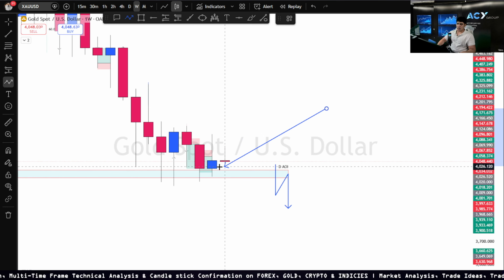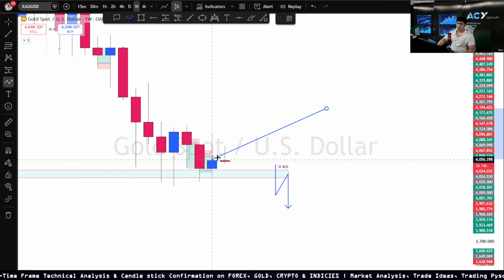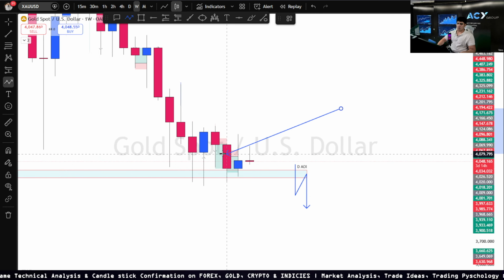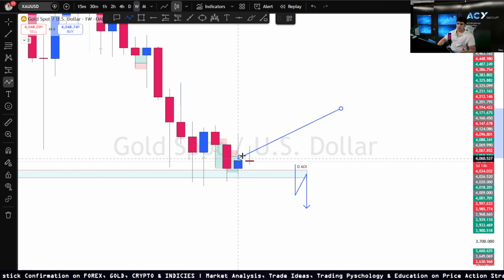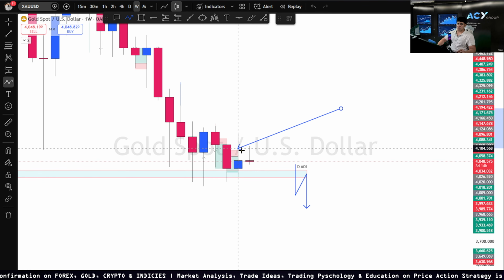But as long as it has a body below and a long wick above, that will automatically be considered a bearish pin bar or an inverse hammer. It is called an inverse hammer because it looks like a hammer turned upside down, right?